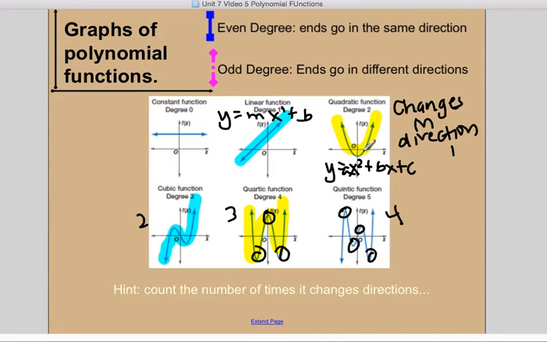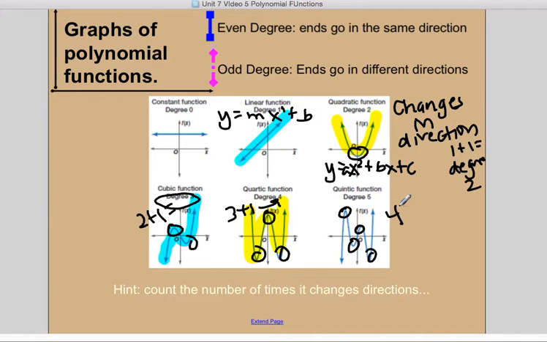Well, if you count your changes in direction and you add 1, you'll get the degree, which is, for this one, 2. So I would do this, plus 1 gives me my degree of 3. 3 plus 1 is 4. 4 plus 1 is 5. So if you ever get asked to find the degree, you count your changes in direction and add 1.